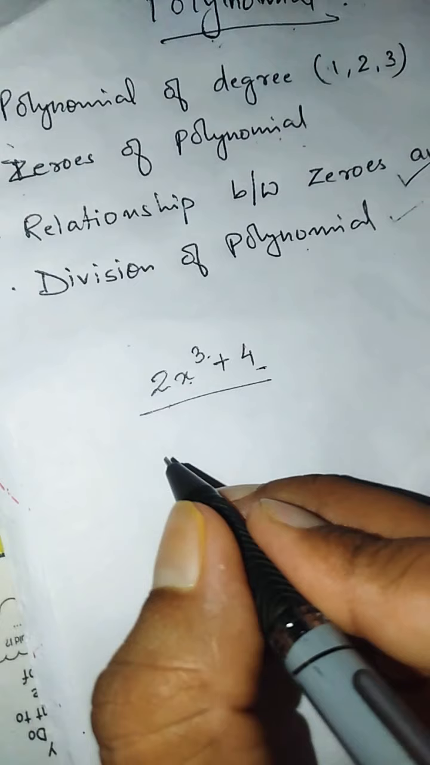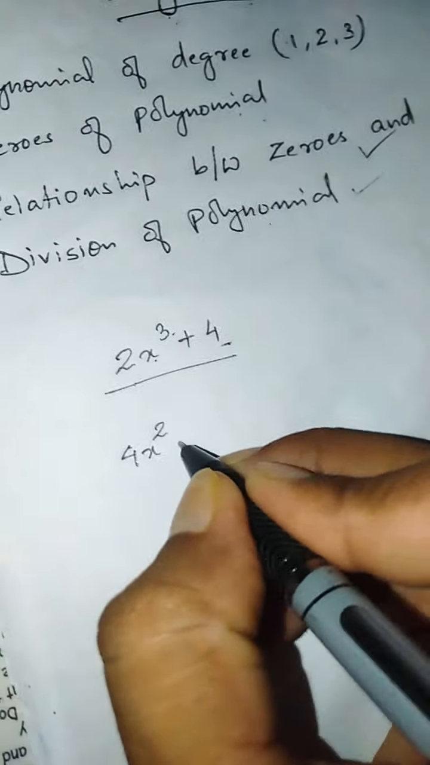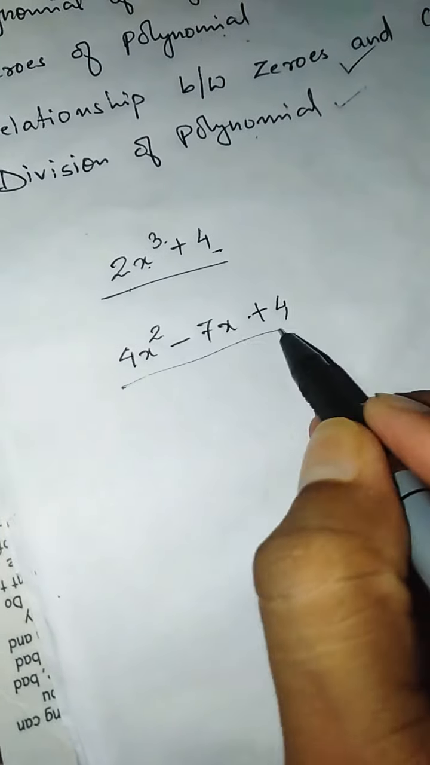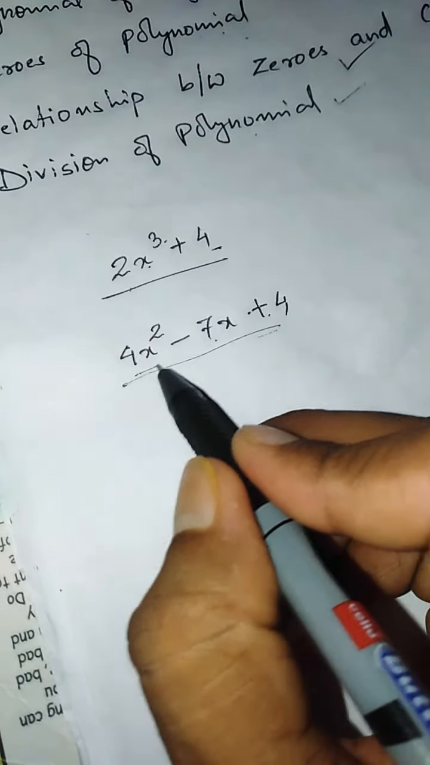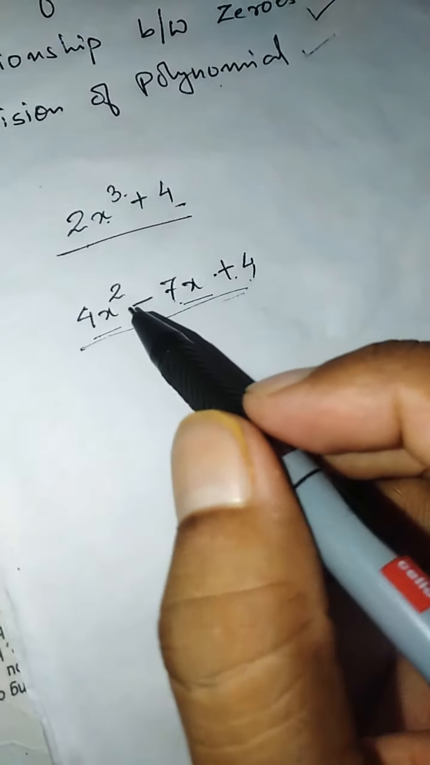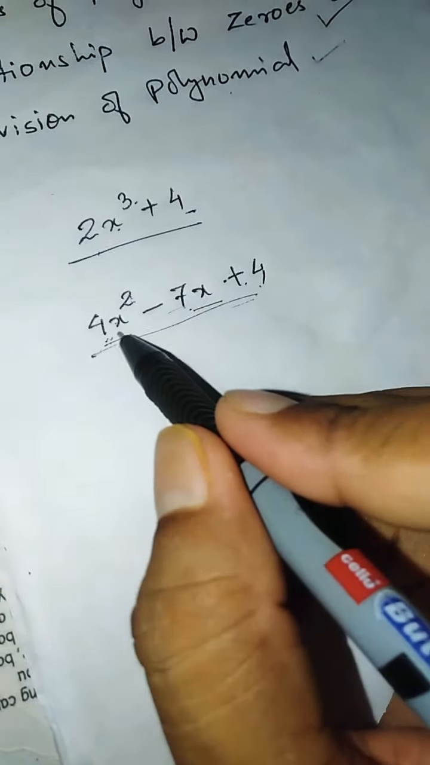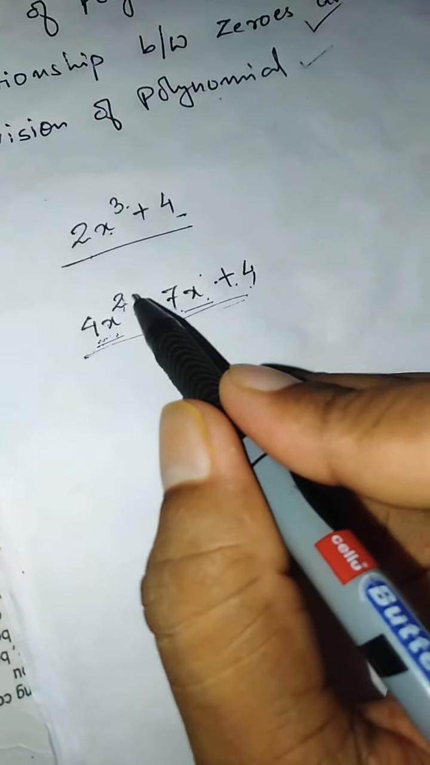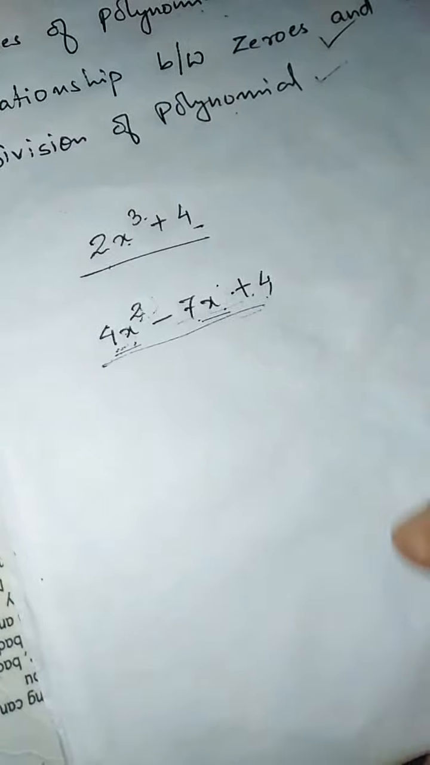Suppose another example, I write 4x 2 minus 7x plus 4. Here the degree of this polynomial, of this trinomial also we can say, because there are three terms of this polynomial. The degree of this polynomial is 2 because the highest power is 2. Here the power of x is 2, the power of x is 1, so 2 is highest, so the degree of this polynomial is 2.